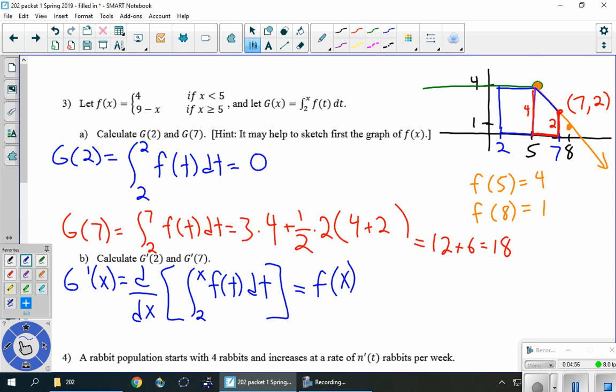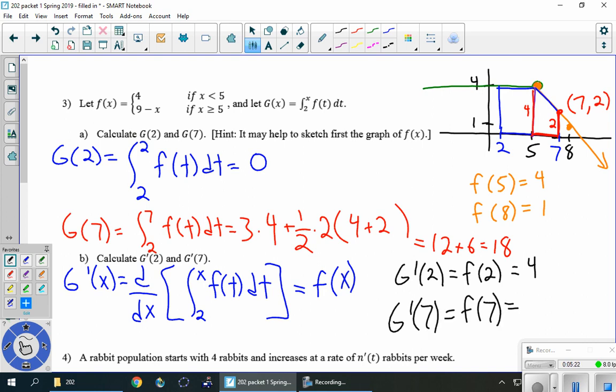So G prime of x is simply f(x). And so that makes this problem trivial now. G prime of 2 is really little f(2). And according to the definition of f, f of anything less than 5 is 4. So f(2) is 4. And that's our answer there. And then G prime of 7 is little f(7), which we've calculated already, but we're plugging 7 in, so we plug it into the bottom rule. 9 minus 7 is 2.